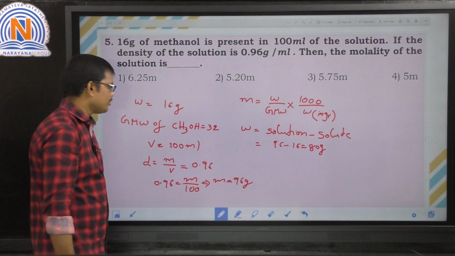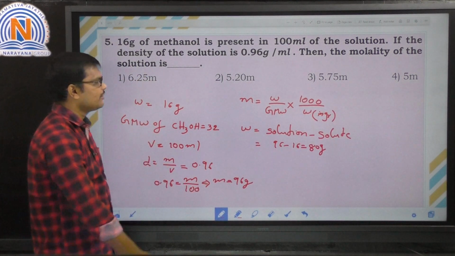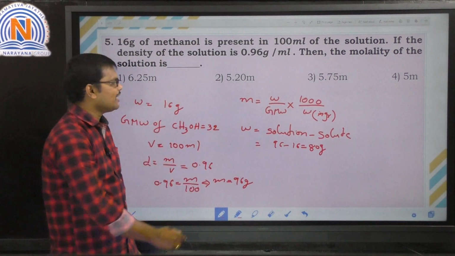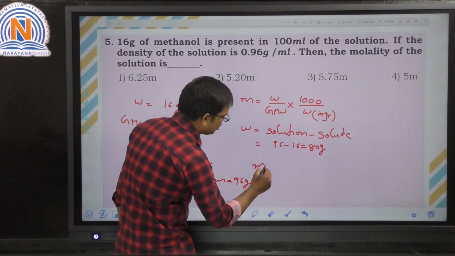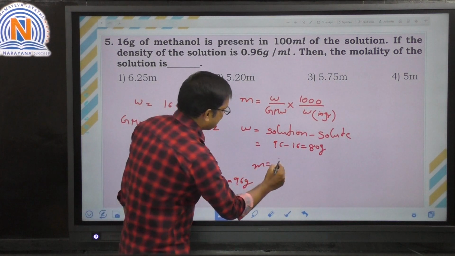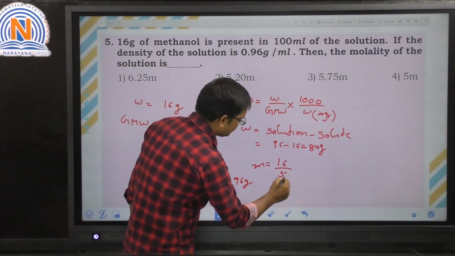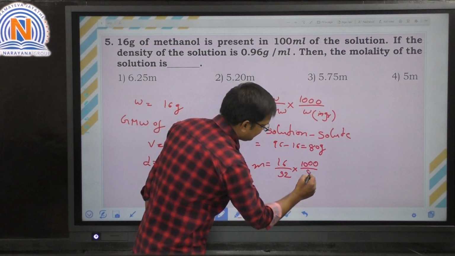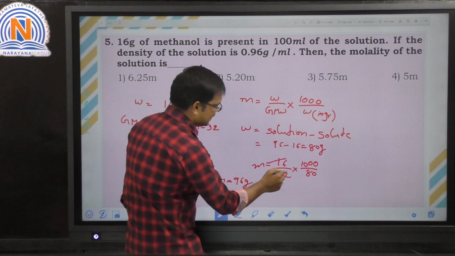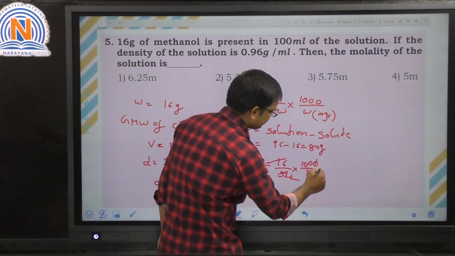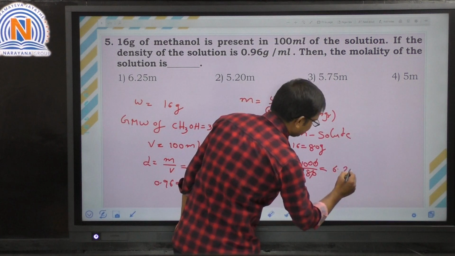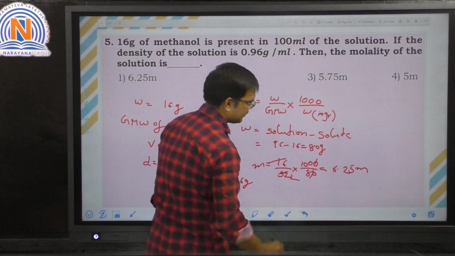So W you know, gram molecular weight you know, and mass of the solute you know. Substitute all these values in this formula. M equal to 16 by 32 into 1000 by 80. After cancellation, you will get 6.25 molality. So what is the option?